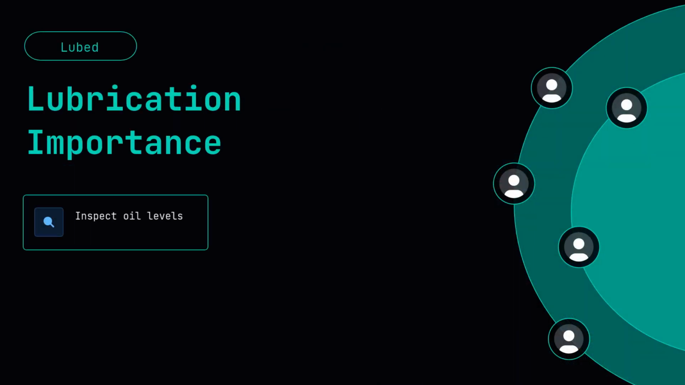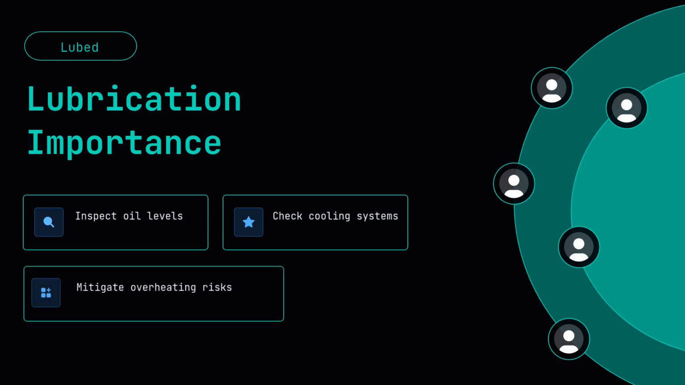Proper lubrication minimizes friction and wear. Inspect oil levels and quality, and ensure cooling systems function effectively. Overheating risks are mitigated by checking fans and ventilation. eAuditor records oil readings and images for analysis. This supports proactive maintenance strategies.